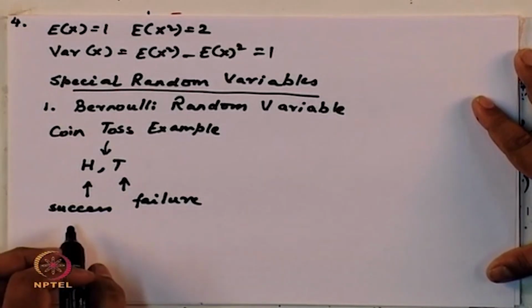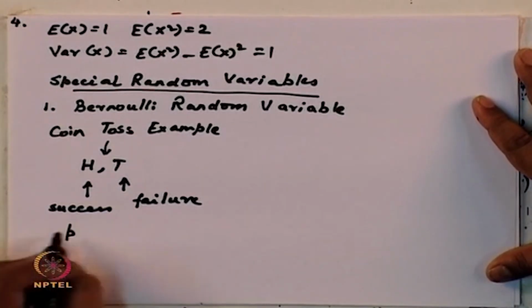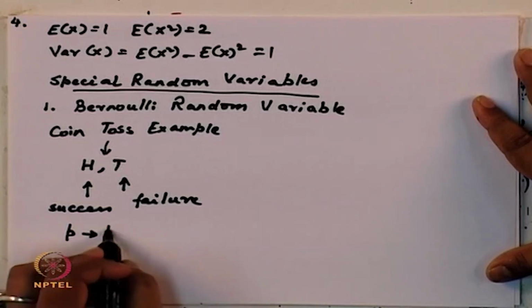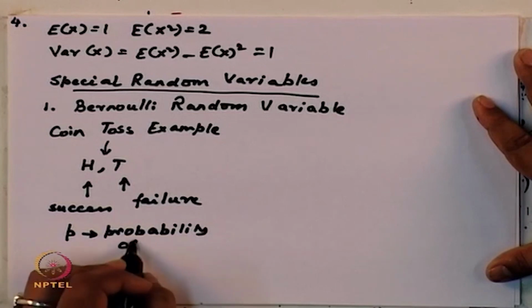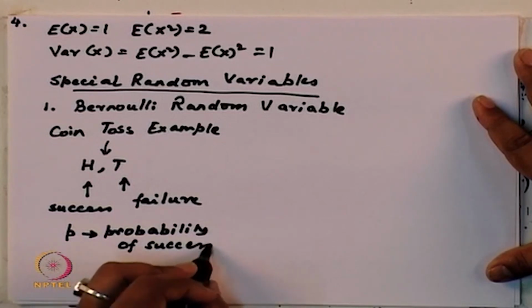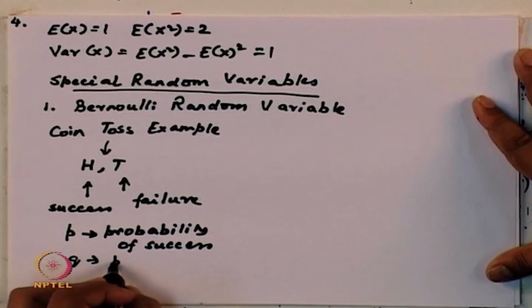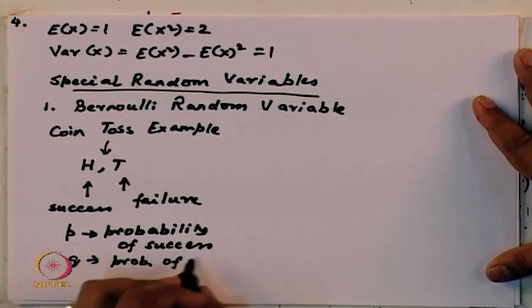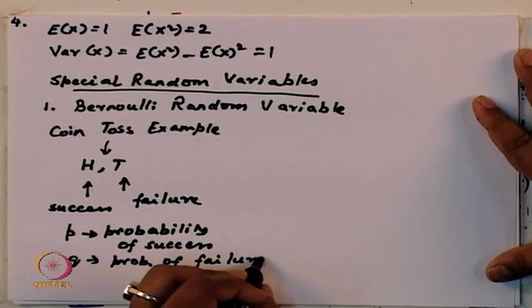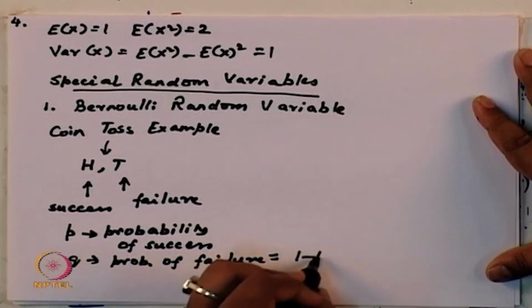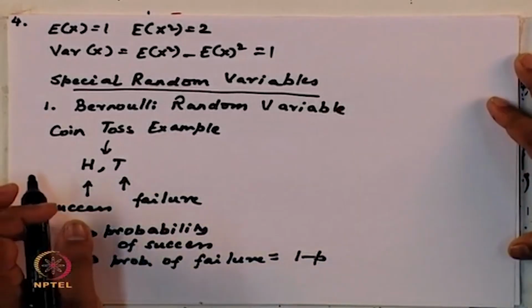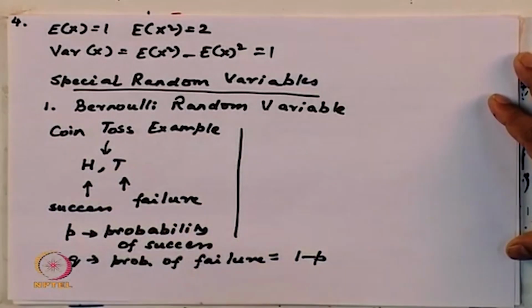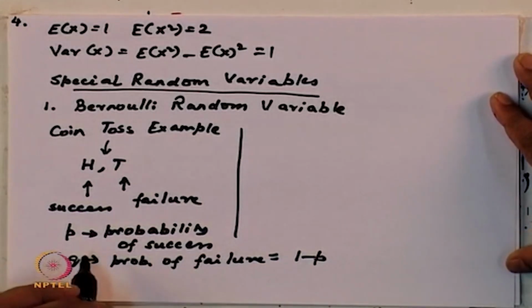So for an unbiased coin, P is the probability of success, P is defined as the probability of success, and Q is the probability of failure, is equal to 1 minus P. So this is a single trial. Now imagine, this is just one particular example.